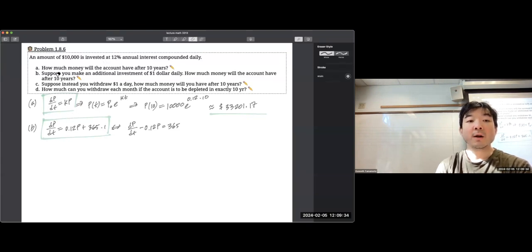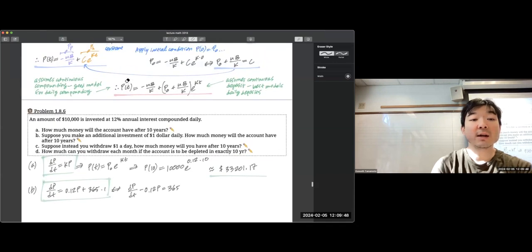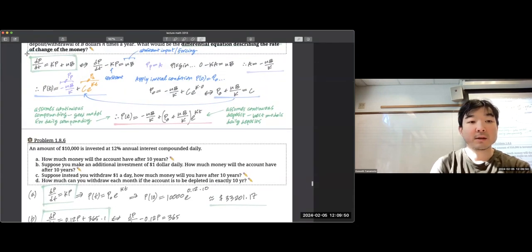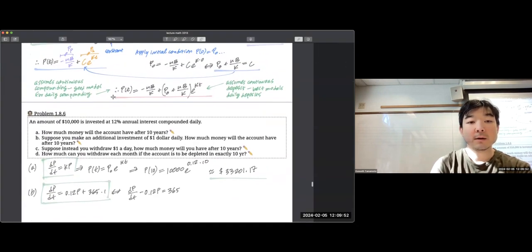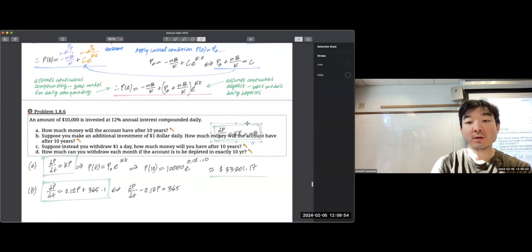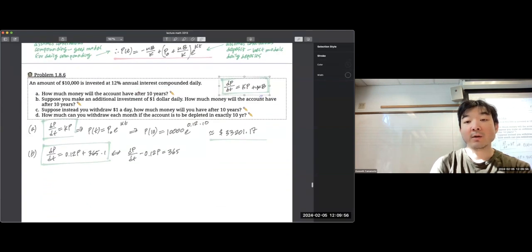So the other one was, say, suppose you make an investment of $1 a day. How much will your account have after 10 years? So that is not just continuous compounding interest. You're also making a deposit. So you're going to have to go back and look at, basically, I'll copy and paste this model right here. So you need to use this model where you have both these terms.